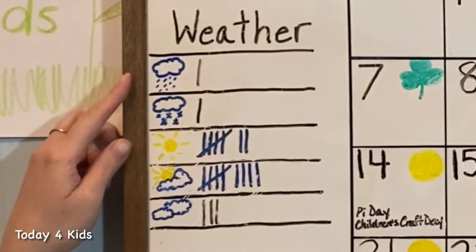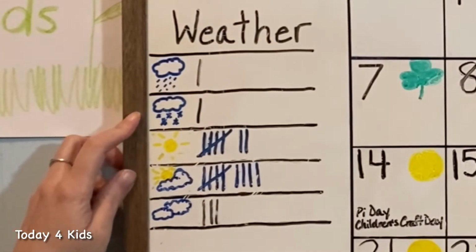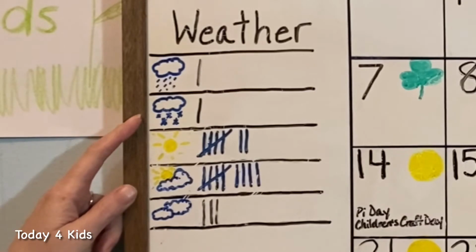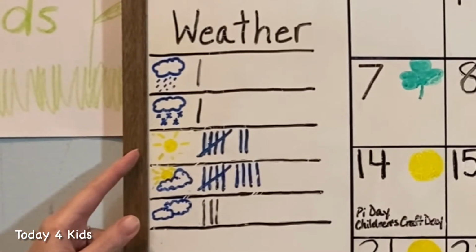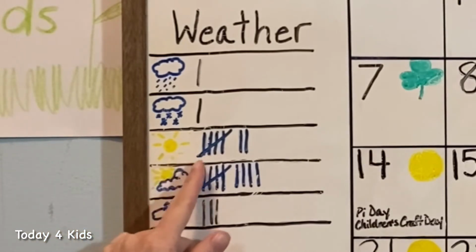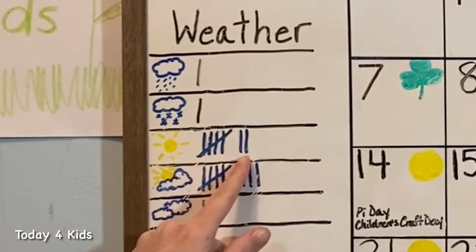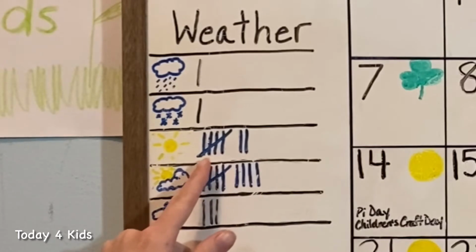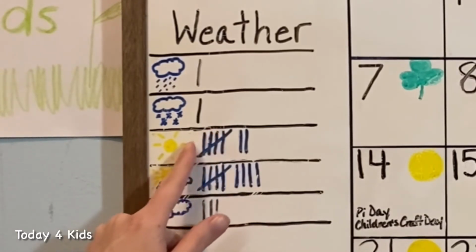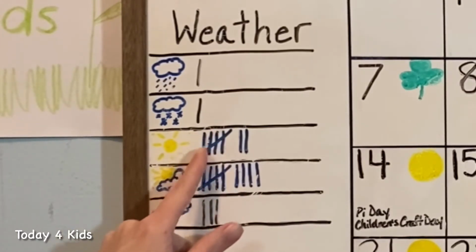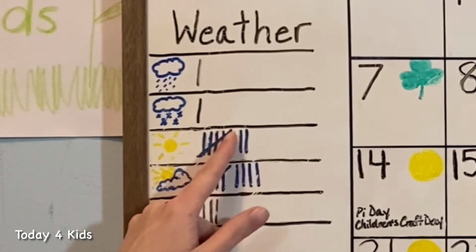So the first one is raining, but it's not raining. What about snowing? Nope, that's not it either. Sun shining? That's the one that we want. So we'll go across here and we can see there's already some tally marks in there. Let's see how many we have. So what is this? Do you remember? What does this mean when we have 4 tally marks and then a line through it?